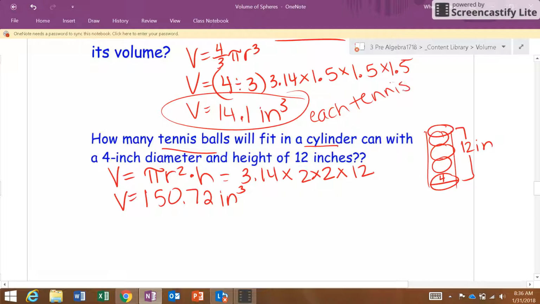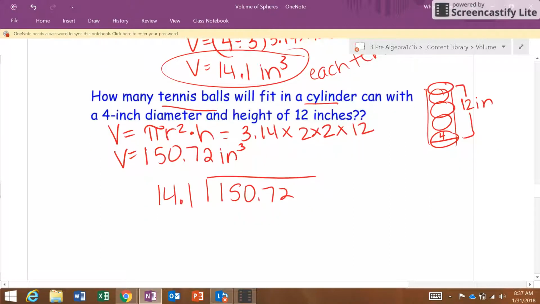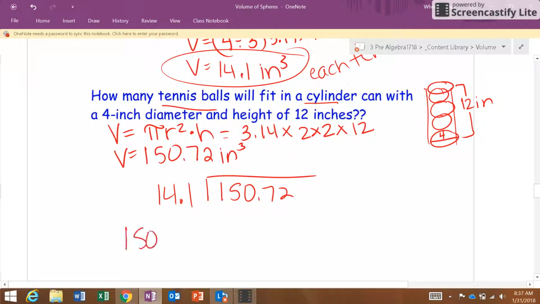Now, if that's the whole cylinder, and I know each tennis ball is this big, 14 inches cubed, I want to figure out how many of these will fit inside. Well, you're asking yourself how many tennis balls go into one can, and that phrase, how many go into one, is going to remind us this is a division problem. So we can take the volume of the whole can and divide it by 14.1. I'm not planning to do long division. I am going to use my calculator.